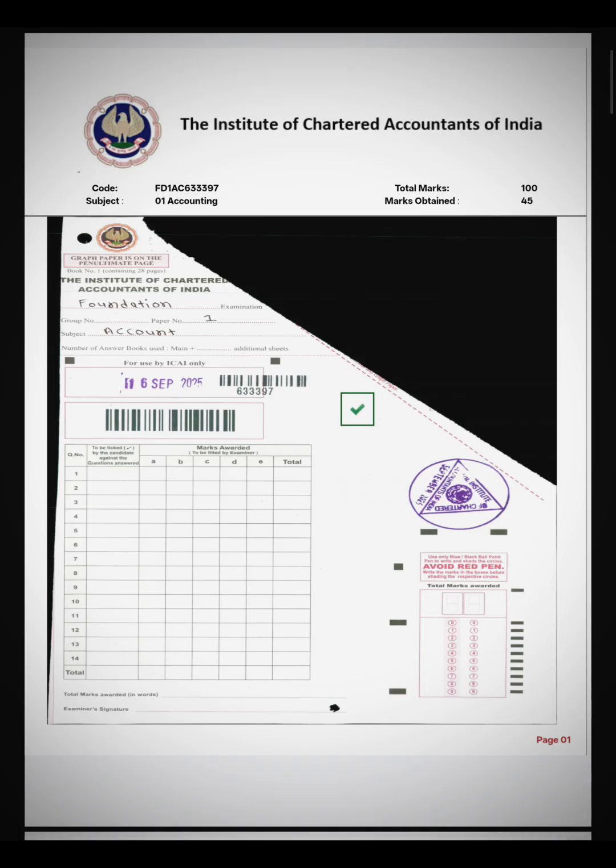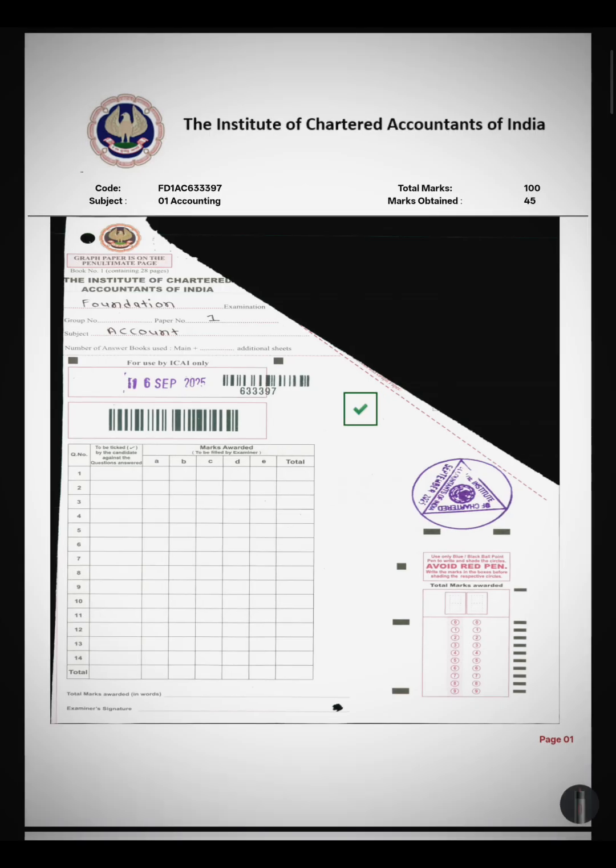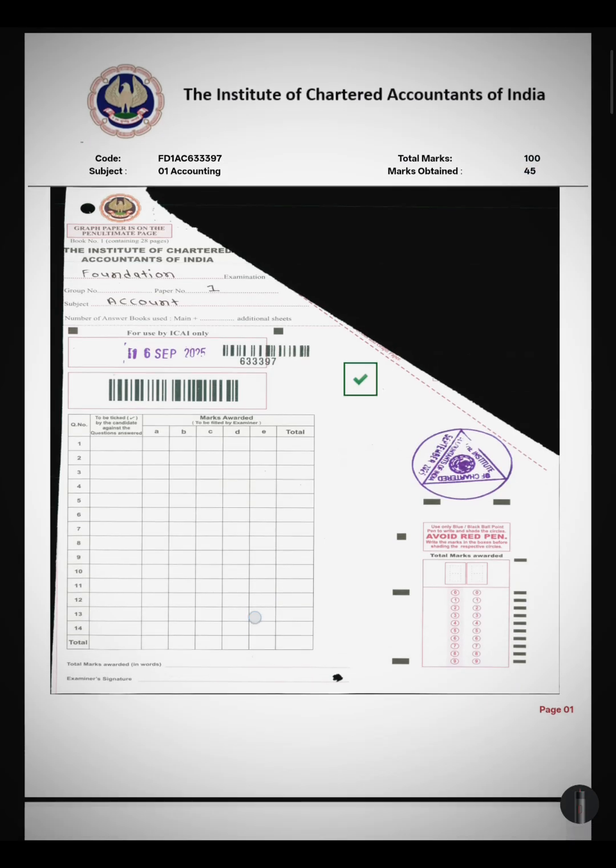Before starting the analysis of this paper, let me make it clear that before appearing for this examination, I had prepared nearly 60 to 70% of my syllabus. I had prepared just 60 to 70% of the syllabus and appeared for the examination, and out of 100 marks, I was able to score 45 marks. So now let's come to the paper.